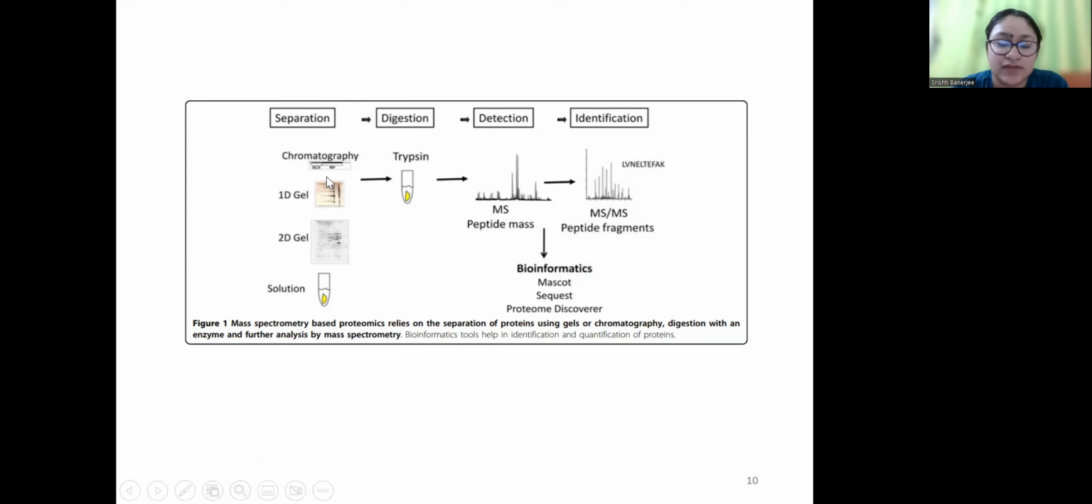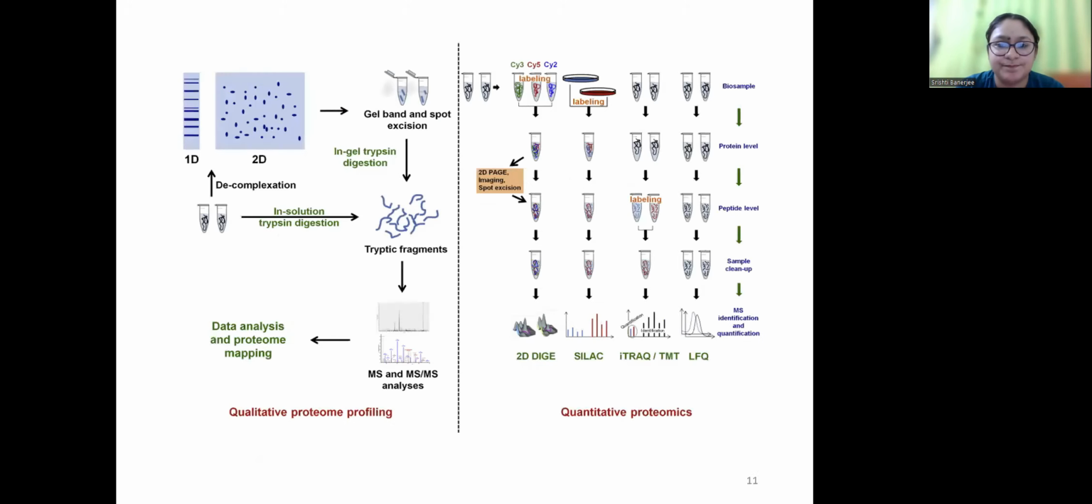In separation, there are different methods. One is chromatography, that all of us know. It's mostly the HPLC that we do. It could be 1D gel, just one direction. Then there's 2D gel, in two directions: first on the basis of pH we separate, and then on the basis of molecular weight, like SDS. And one is direct solution, where we trypsin digest it, or we just directly put trypsin in the solution of extracted proteins, and then we do a mass spec.